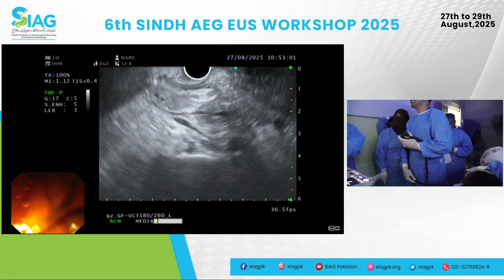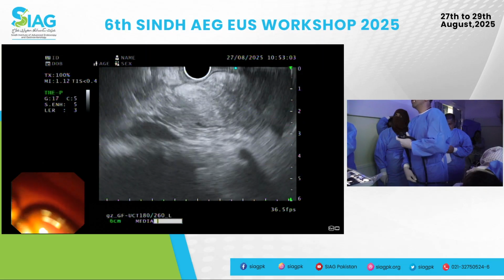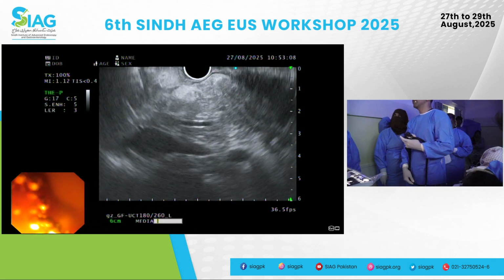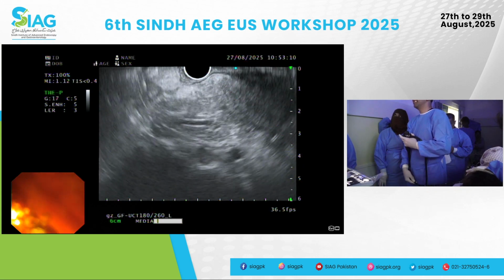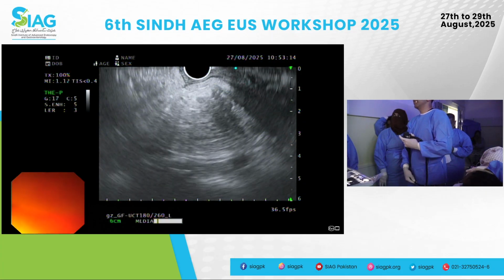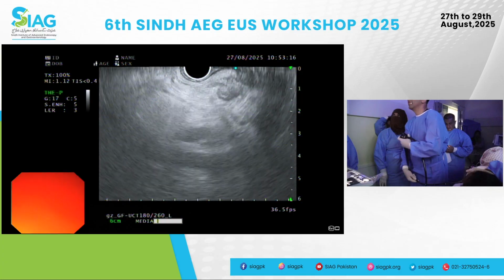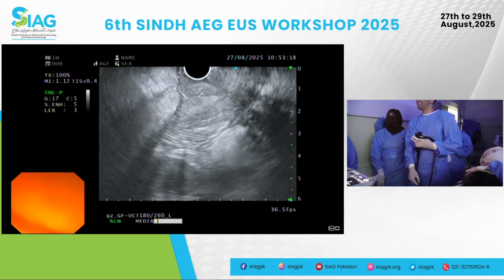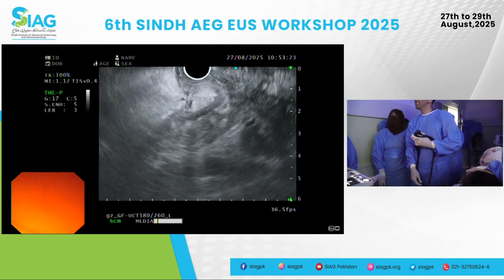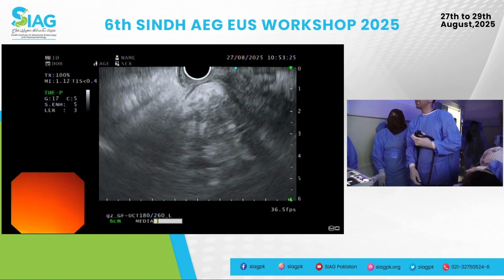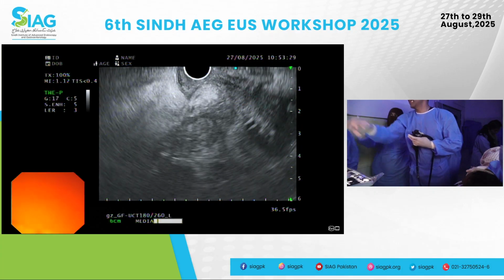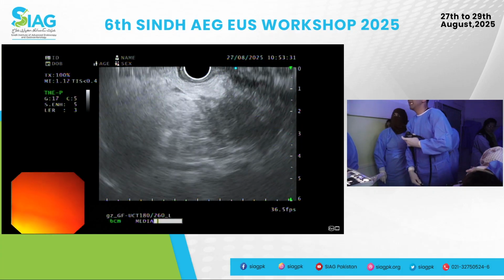So I'm pretty sure this is the uncinate process, but obviously what we want to do is bring it back and see the mesenteric vessels so that we can convince ourselves. So mesenteric vessels, so superior mesenteric vein and superior mesenteric artery.